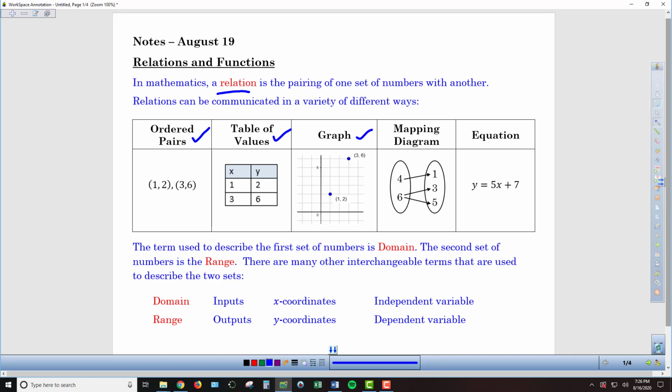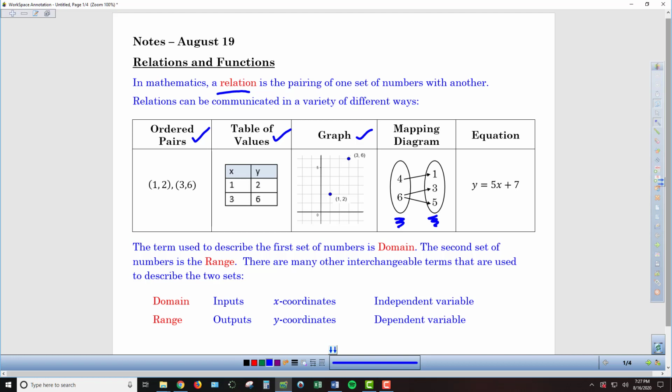We can also do it via what's called a mapping diagram. To be perfectly honest, this is something that you'll pretty much only see in a math class or in a math textbook. But we've got our set of inputs, our initial values, the first set of numbers, showing how it's being paired with the second set of values through a series of arrows that connect those two sets of numbers. We'll look at those a little bit more closely in a moment.